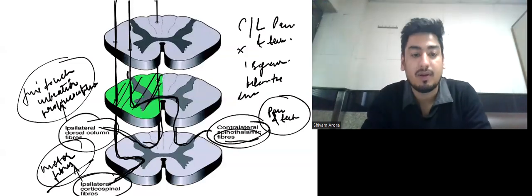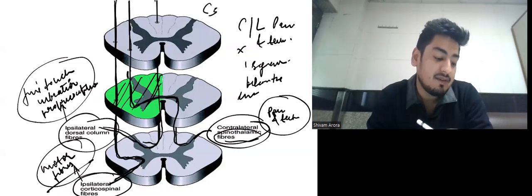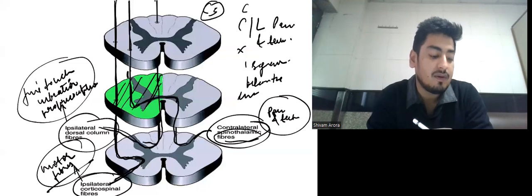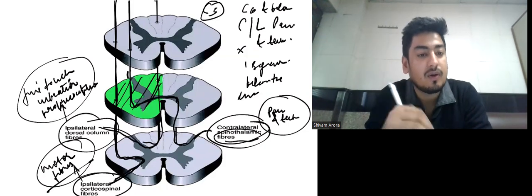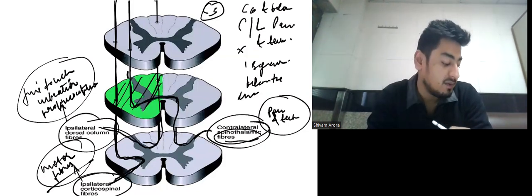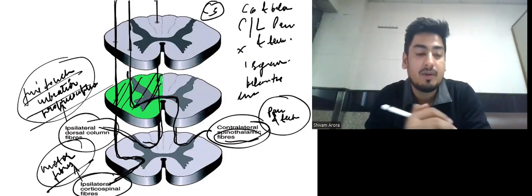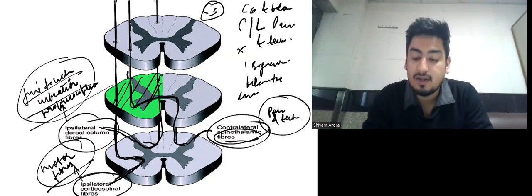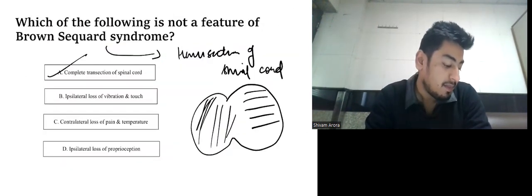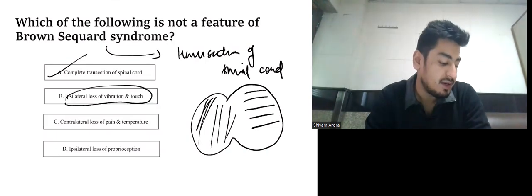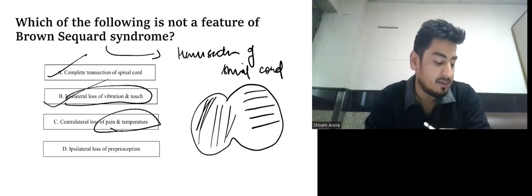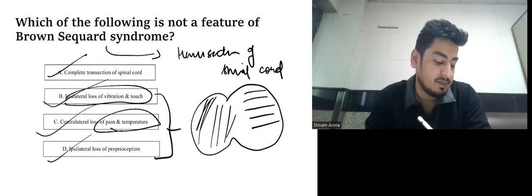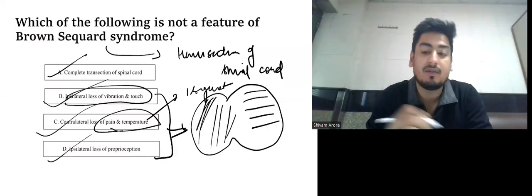So from one segment below, like if the lesion is at the C5 level, then from C6 and below there would be pain and temperature loss on the contralateral side, while fine touch, vibration and proprioception would be lost just below the level of lesion. So there is ipsilateral loss of vibration and touch, true. Contralateral loss of pain and temperature, true. Ipsilateral loss of proprioception, true. These are just below the level of lesion, and pain and temperature from one segment below the level of lesion.